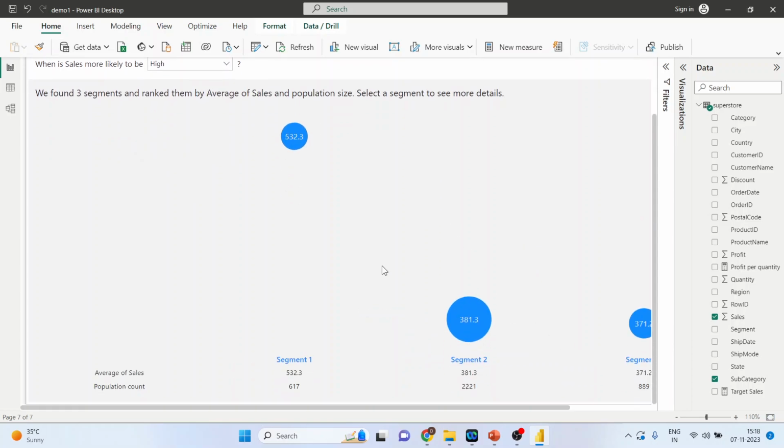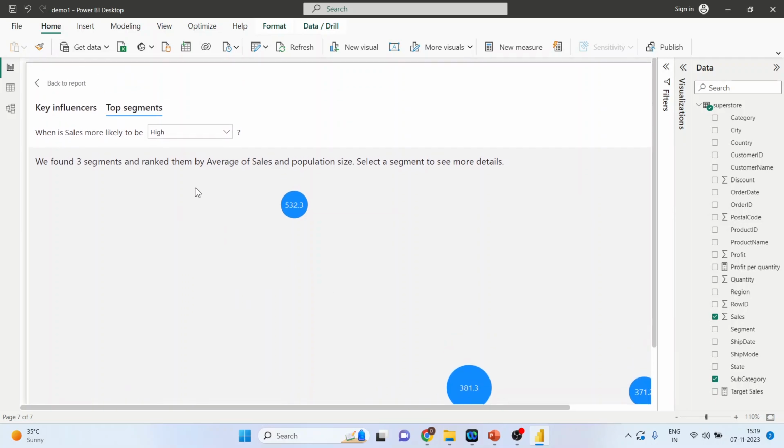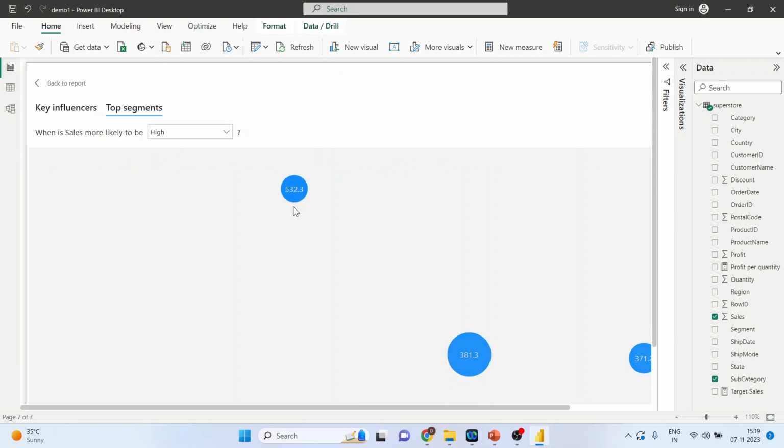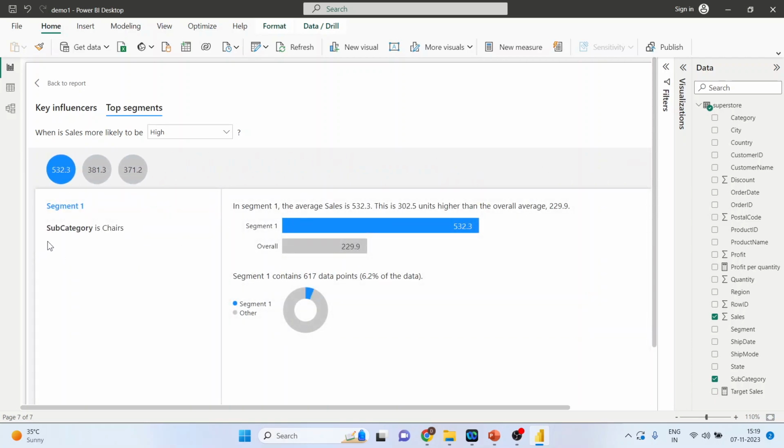So identify the top segments due to which our sales increases. So click on the first segment. So the first segment is subcategories chairs. So in segment 1, the average sales is 532.3. This is 302.5 units higher than the overall average. Quite good. Segment 1.